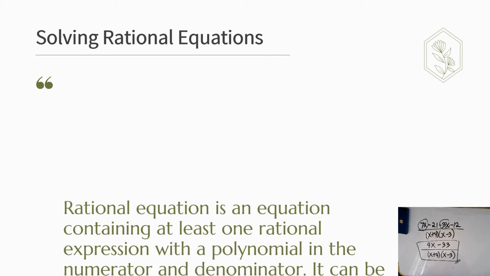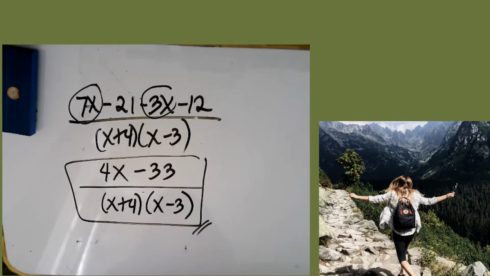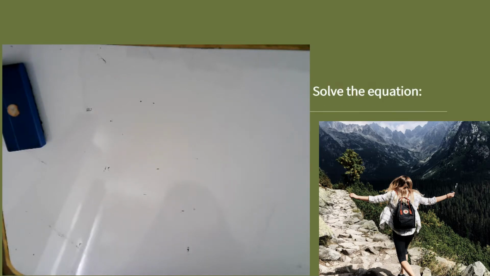Solving rational equations. A rational equation is an equation containing at least one rational expression with a polynomial in the numerator and denominator. It can be used to solve a variety of problems that involve rates, times, and work. The first thing to be on your mind in solving rational equations is to eliminate all the fractions. So let's have an example.